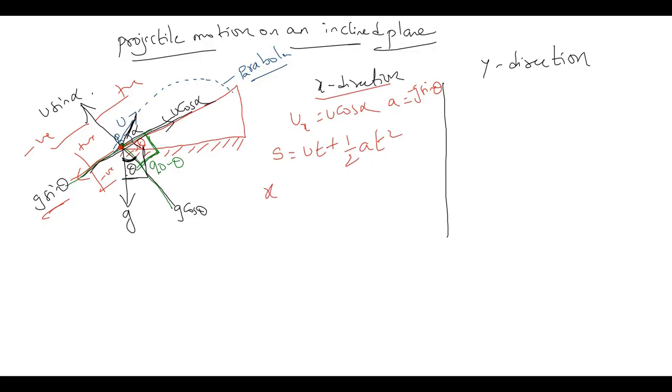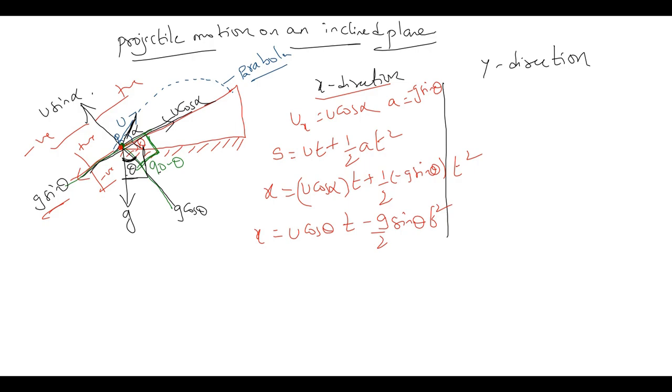X is equal to u cos alpha into time of flight, or time taken to reach this point, plus 1 by 2, a value is minus g sin theta into t square. So this x will become u cos alpha into t minus g by 2 sin theta into t square.